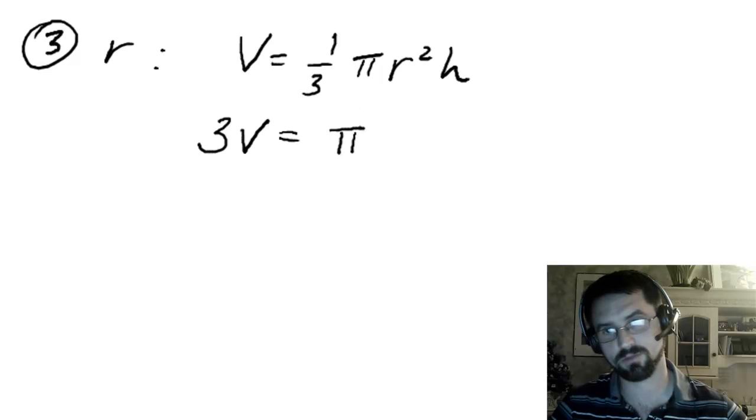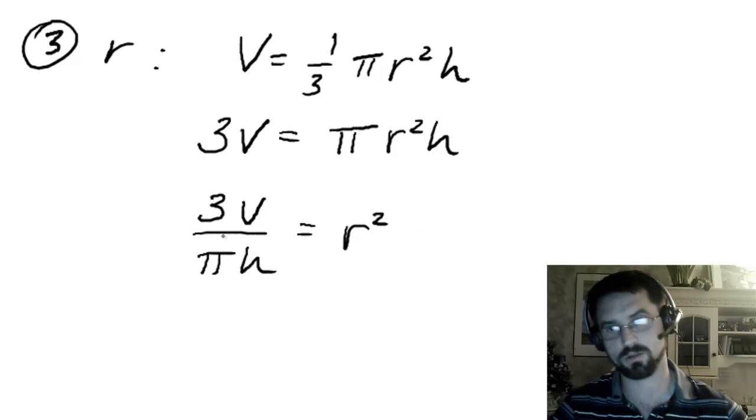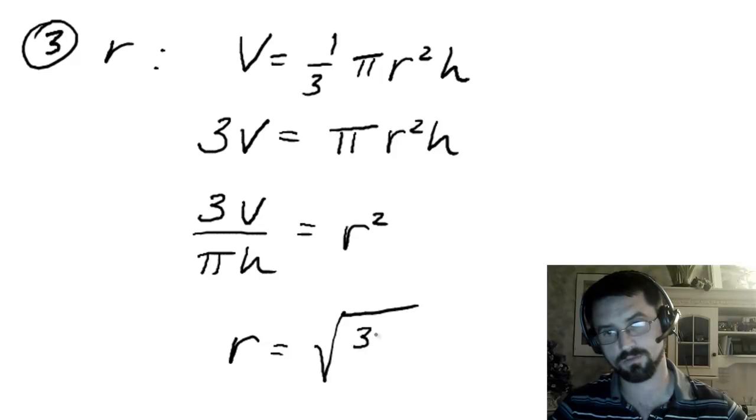Multiplying both sides by 3 gets rid of that fraction and leaves me with pi and h times r squared. So my next step will be to divide out the pi and the h, and I can do that at the same time, leaving me with r squared equals 3v over pi h. So r equals the square root of 3v over pi h.